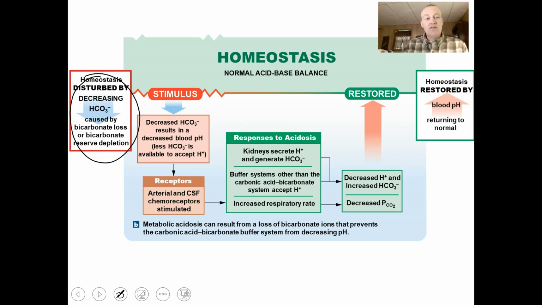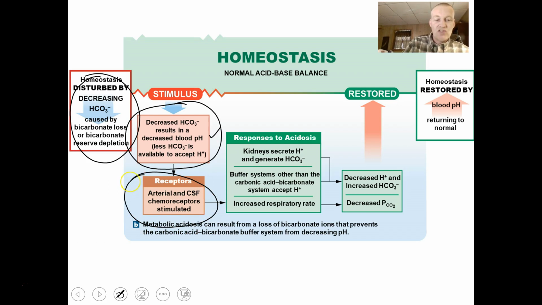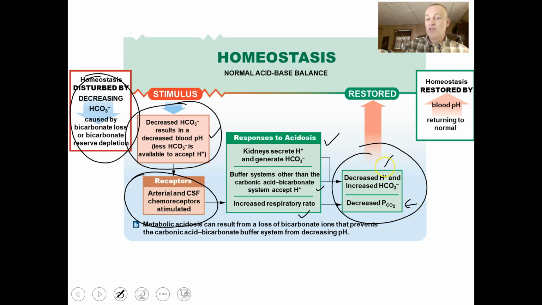So if we have metabolic acidosis, where we have decreasing bicarbonate, we're going to sense that in the bloodstream. That decreasing bicarbonate will result in a decreased blood pH, so less bicarbonate is available. We're going to sense that by the receptors. The kidneys will secrete hydrogen ions and generate bicarbonate ions. Other buffering systems are going to donate bicarbonate ions or accept hydrogen ions. We'll have an increased respiratory rate, and this is going to decrease blood carbon dioxide levels, and we're going to have an increase in pH and an increase in bicarbonate, which will restore us back to blood pH normality.